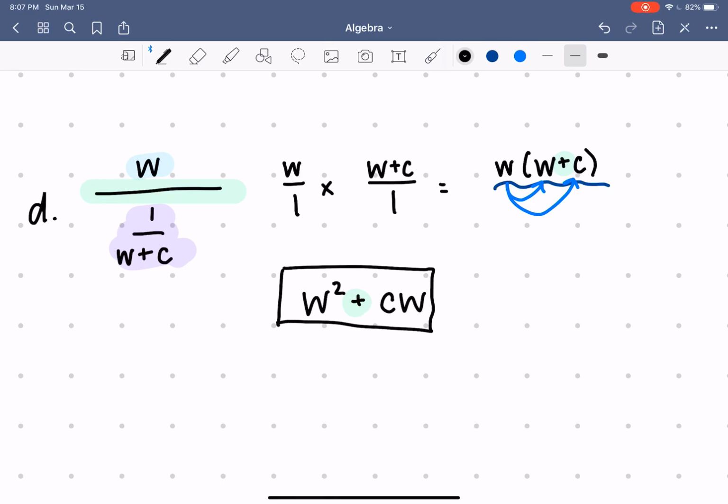W squared plus CW. I couldn't just leave it like this because that's not completely simplified. So I have to completely simplify it, do the distributive property, and then end up with this guy right here.